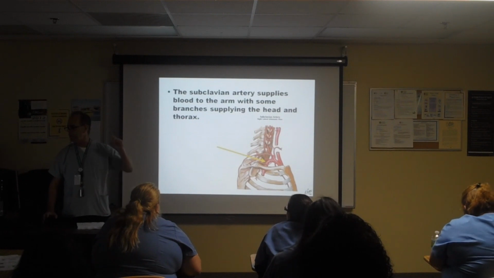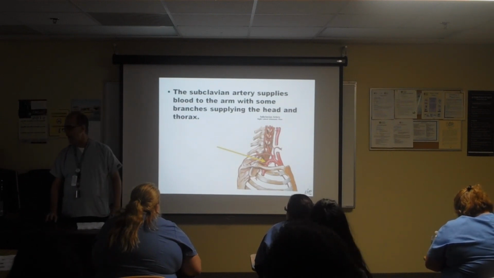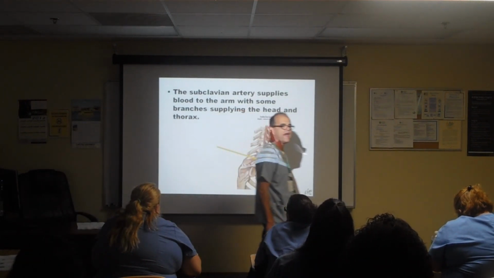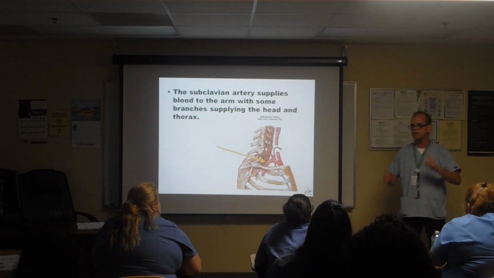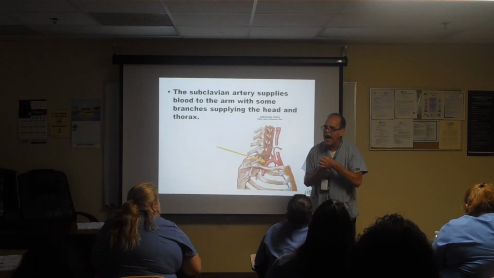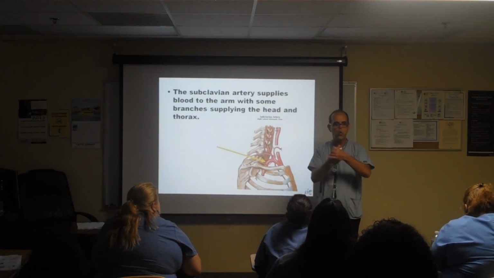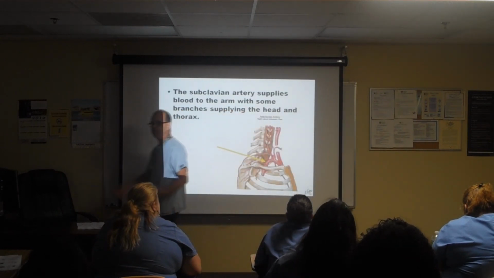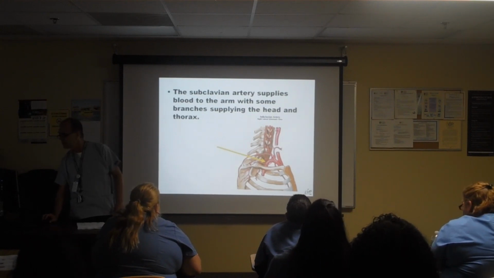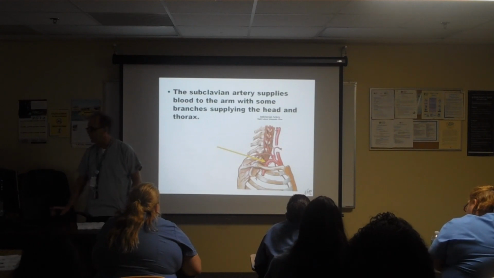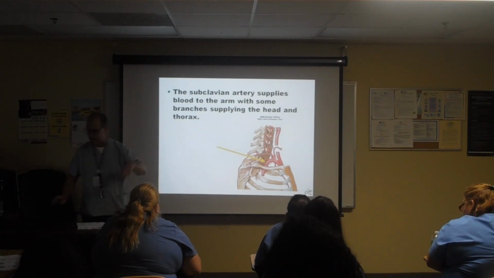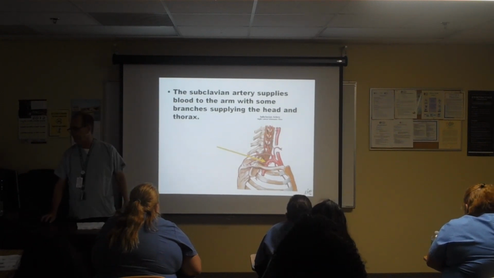The subclavian artery supplies blood to the arm with some branches supplying the head and the thorax. What is the branch of the subclavian that goes to the head? It is called the vertebral artery. And the vertebral artery has something curious. Remember that the vertebrae have a little hole, called transverse foramen, where the vertebral artery passes. The vertebral artery also goes to the brain. This is the vertebral artery, a branch of the subclavian. This fifth branch that you have here is the inferior thyroid, but not important. The important is the subclavian.